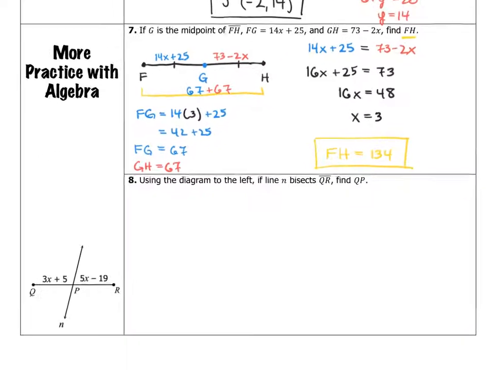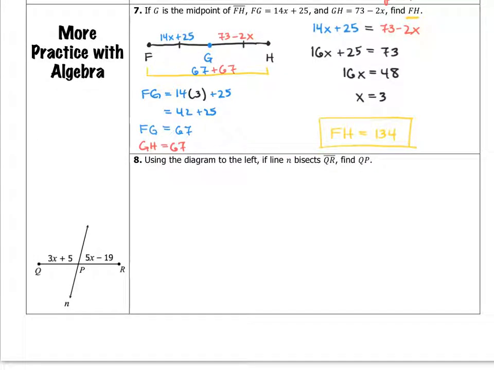All right, last example, number 8. Using the diagram to the left, if line N bisects segment QR, we're supposed to find QP. Remember, bisects means cuts directly in half, so that means that this segment QP is congruent to this segment PR, because line N is bisecting that segment. So again, I can set 3x plus 5 equal to 5x minus 19, just like I did in problem 7, and solve this for x.